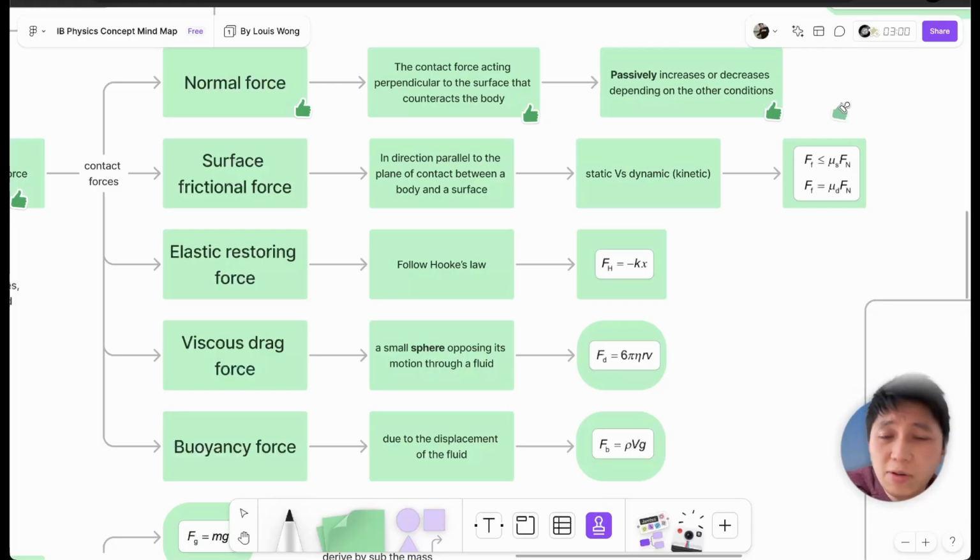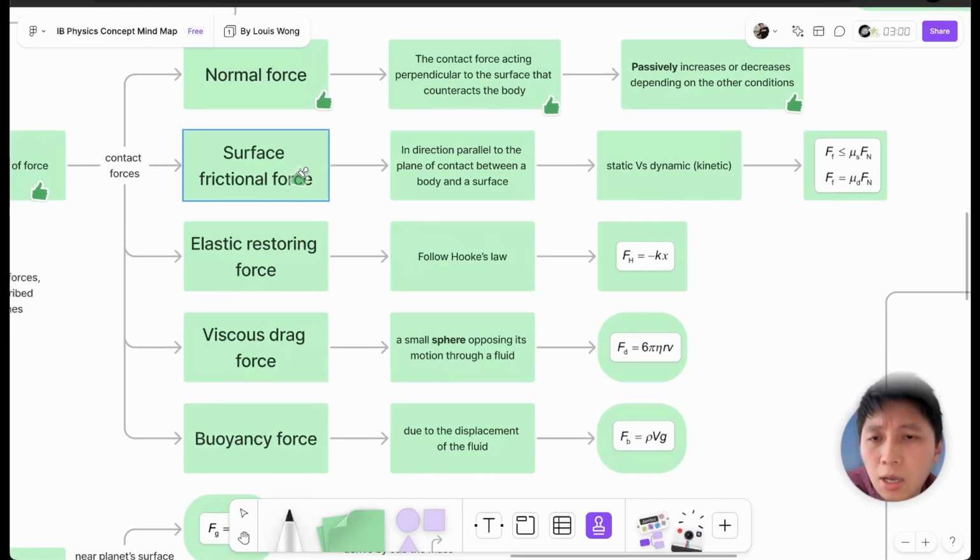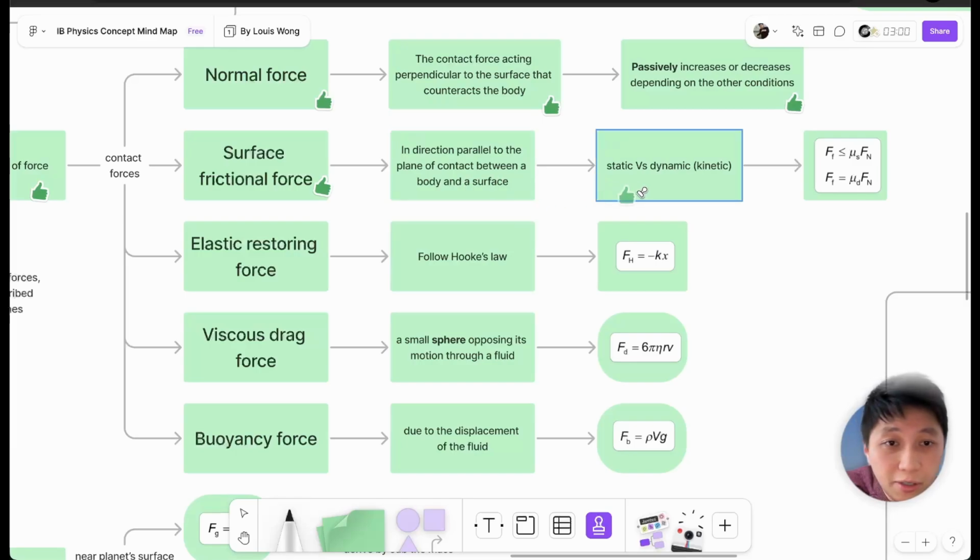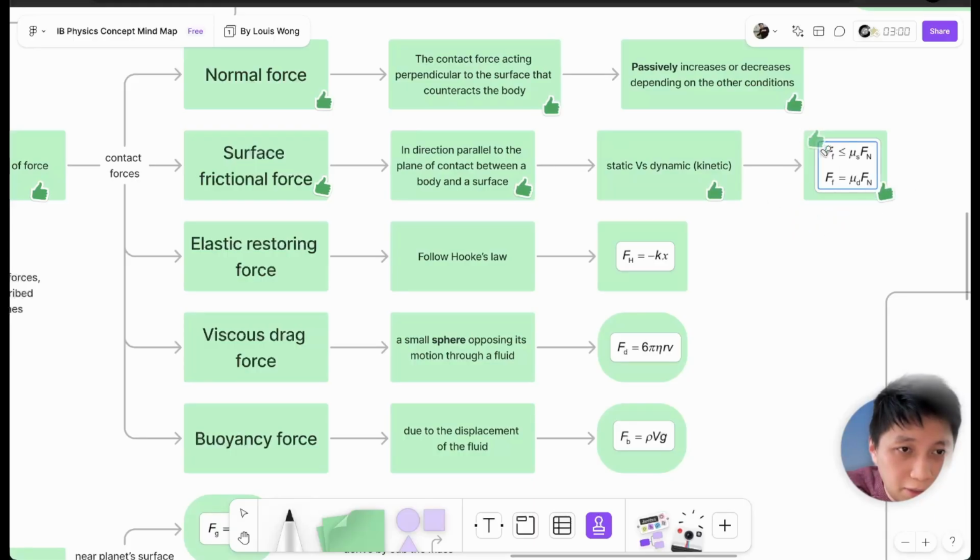The normal force is very often the most passive one. It's a consequence of so many other things in the end. So it may increase, it may decrease, it may get to zero. It cannot be negative, however, depending on other conditions. We have other forces, like friction, which I'm sure you all know. And there are two types, static and dynamic, which leads us to the two equations.